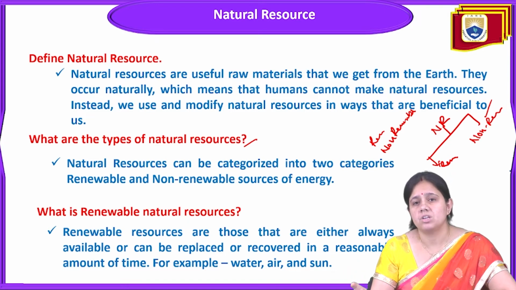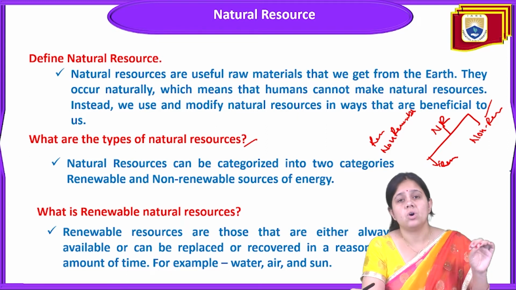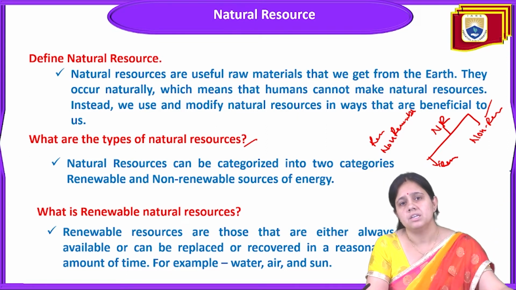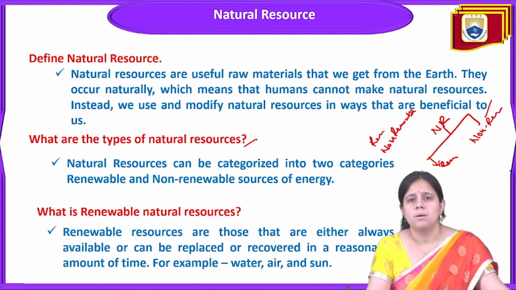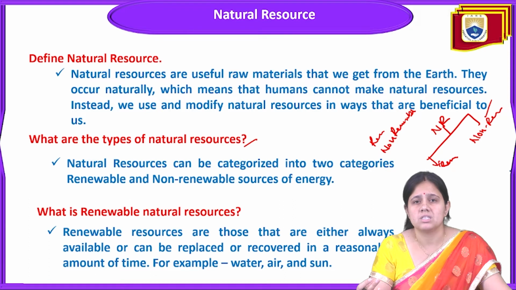So the examples for renewable natural resources are water, air, sun, that are already present on this earth. We can use them many times, and plenty of these resources are available on the earth, and they are pollution free also. They are also called non-conventional sources of energy, because these are energy sources which we were not using from the ancient period. Nowadays, due to more R&D, more research, people are understanding the value of using renewable natural resources, because non-renewable natural resources are the fossil fuels that are available on the earth in limited amounts.